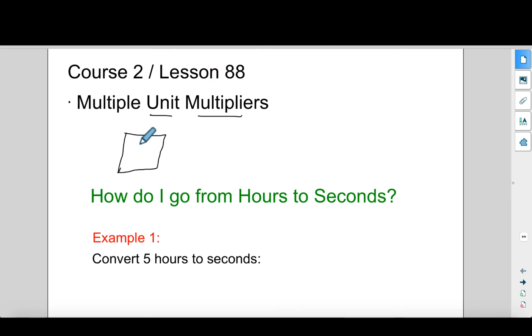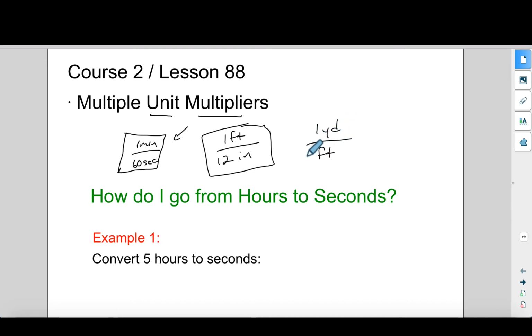Let me give you an example. If I have 1 minute, how many seconds are in 1 minute? 60 seconds. This would be a unit multiplier. Let me give you another one. If I have 1 foot, how many inches are in 1 foot? There's 12. There's a unit multiplier. Let's do 1 yard. How many feet? Well, there's 3. That's a unit multiplier. So all of these can give me a desired result.